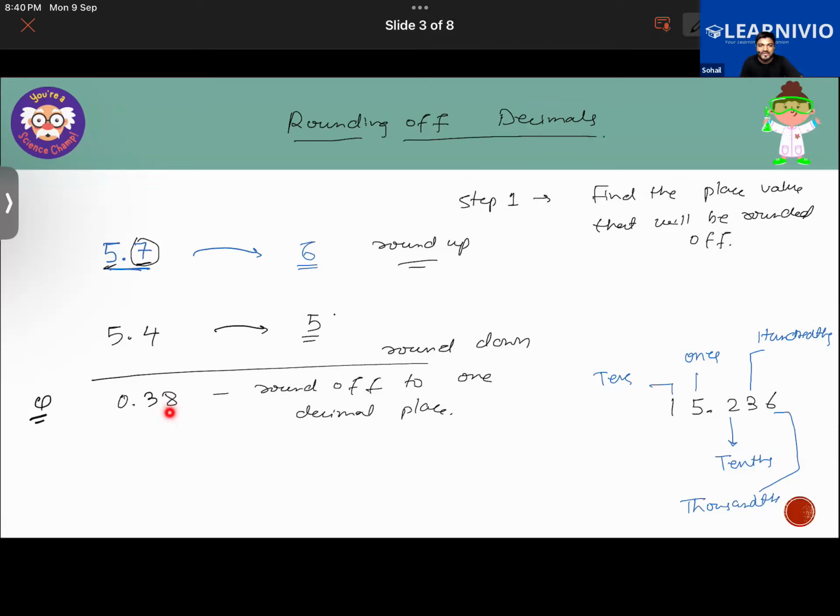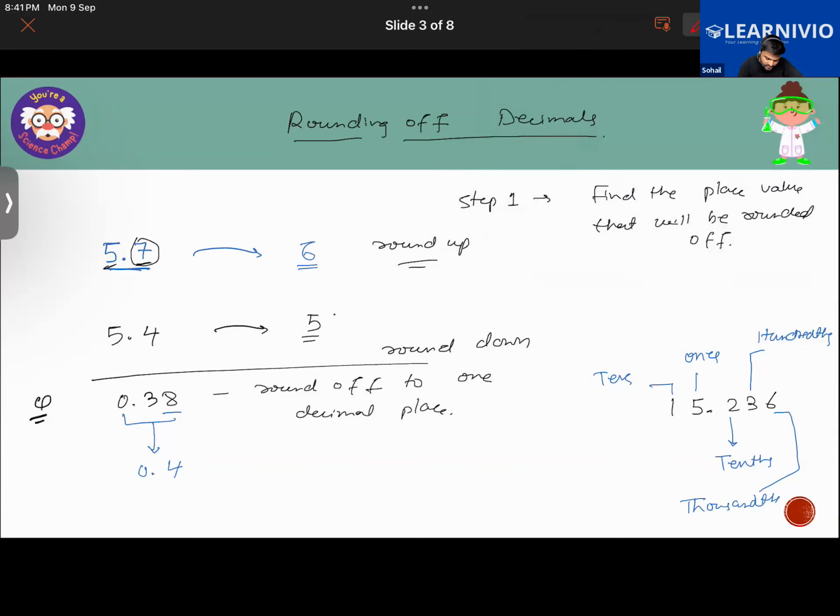Now, since 8 is more than 5, we will be rounding it up. Try to understand this. Since 8 is more than 5 here, this number is rounded up to 0.4. Got it, what I'm trying to say? Yes. Both of you? Yes.